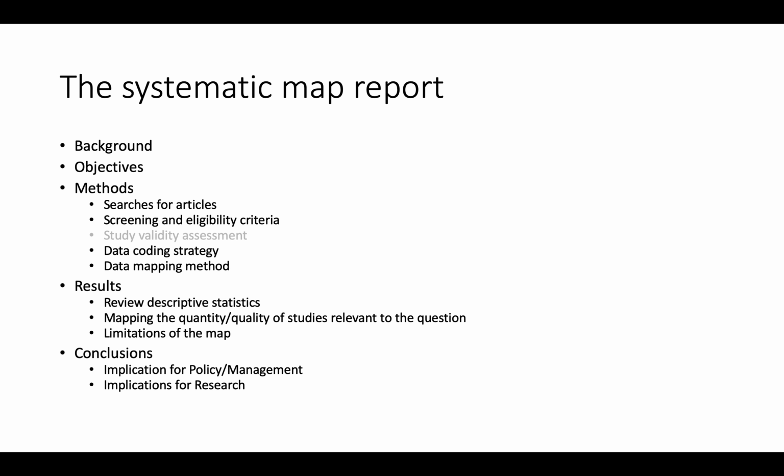So this is the same for a systematic map protocol in terms of the background, objectives, and methods. But for a systematic map report, the final report, you'd also have a results section with the descriptive statistics of the review, including the flow diagram, and then information about the quantity or quality of studies and type of studies relevant to your main systematic map question. You might also want a section on limitations of the systematic map.